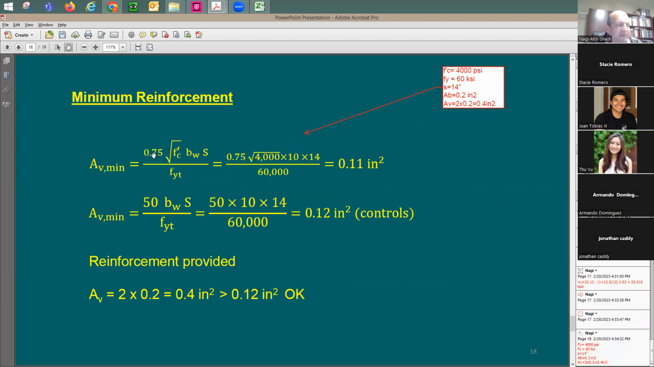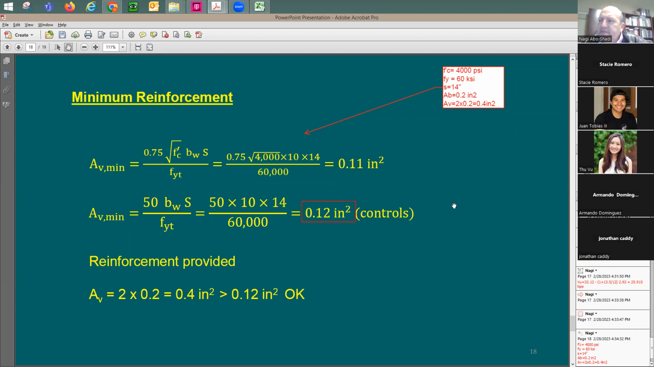Here's the equation: 0.75. This is not a phi factor, it's just a constant in the equation. Square root of f'c, the 4,000, width is 10 inches, and the spacing is 14 inches, divided by fyt, which is 60,000. Here's the minimum. Av is 0.11. If you use the other equation, 50, also a constant, bw is 10, s is going to be 14 inches, fy 60,000 pounds per square inch. Yeah, 0.12. The one that I need to satisfy is going to be the highest of the two. It's going to be the 0.12.